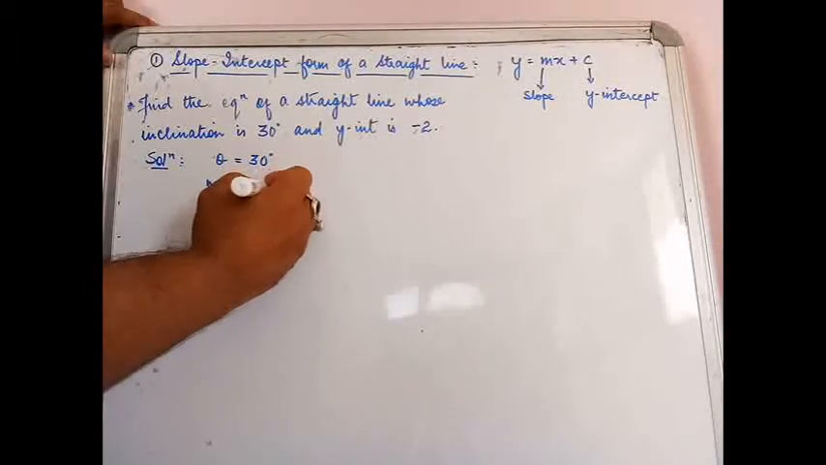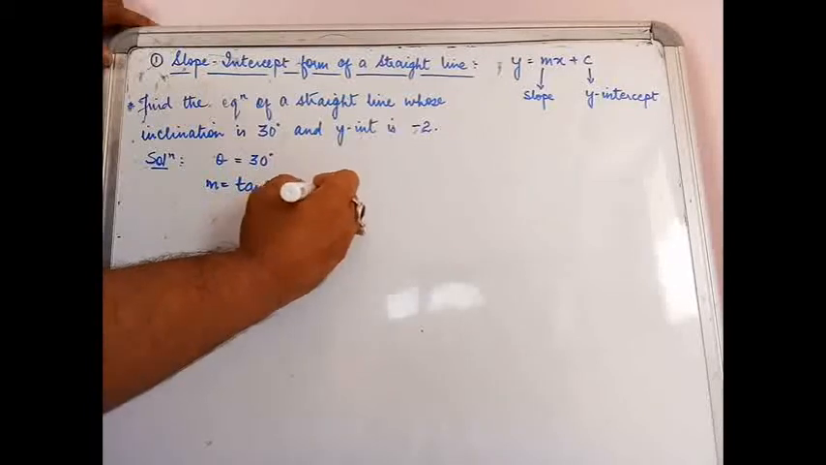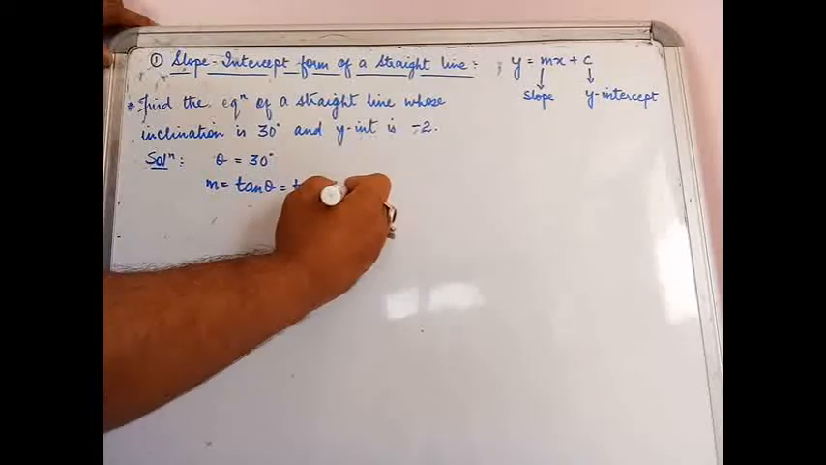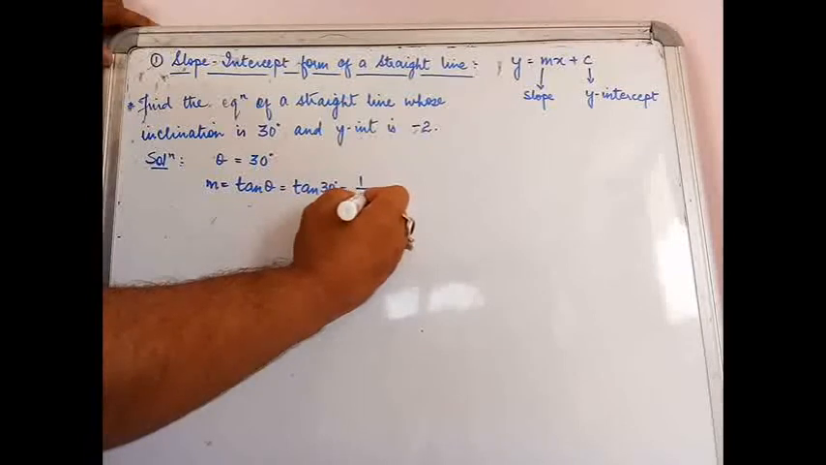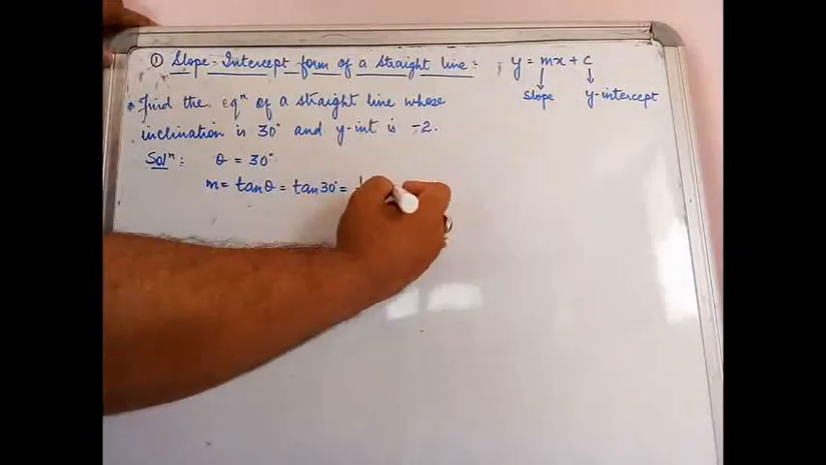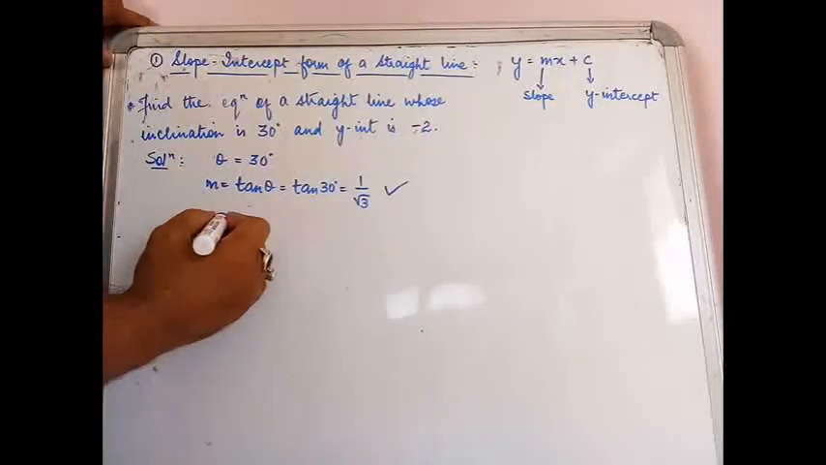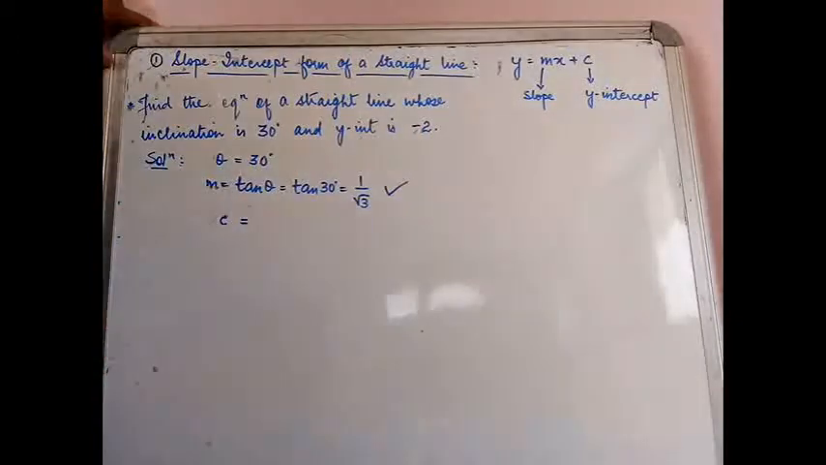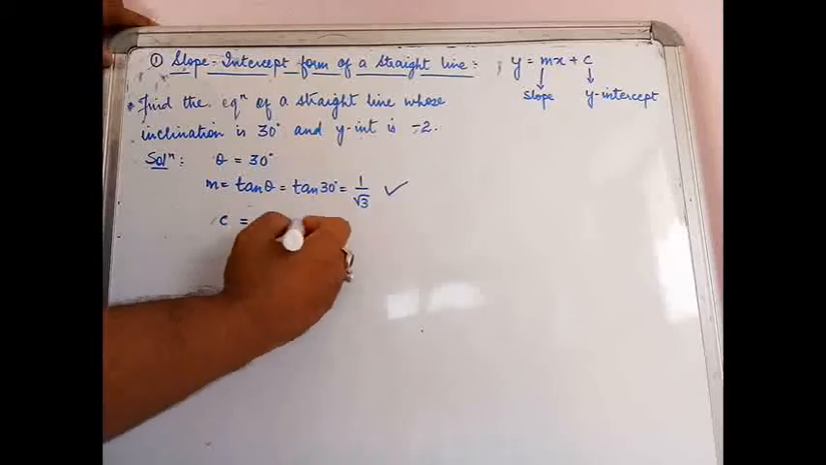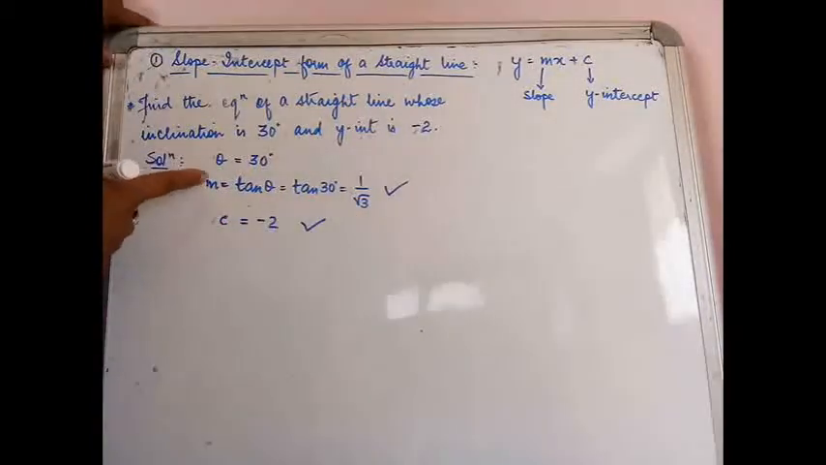The slope will be tan theta, so it will be tan of 30 degrees, which will be 1 upon root 3. So we know the slope. The y-intercept is minus 2, so the y-intercept means the value of c is minus 2. So we know the slope, we know the y-intercept. Find the equation of the straight line.